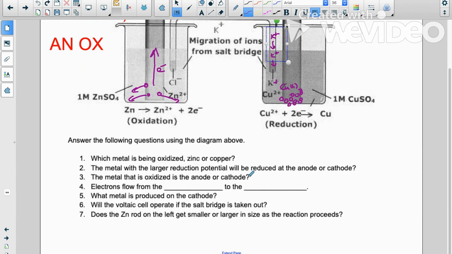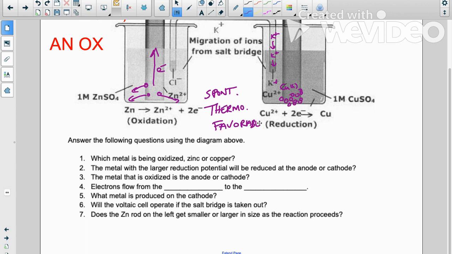All right, so hopefully that helped in terms of an explanation of what's happening in the cell. And this is happening spontaneously. Okay, so this is spontaneous, or thermodynamically favorable. This is a mouthful. This happens on its own and provides energy through this redox reaction.